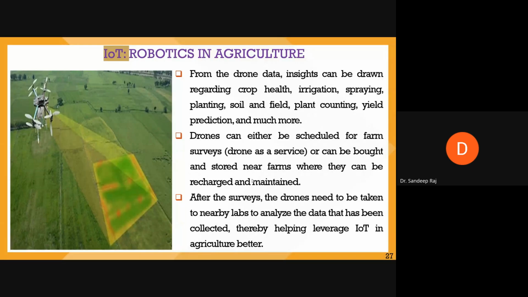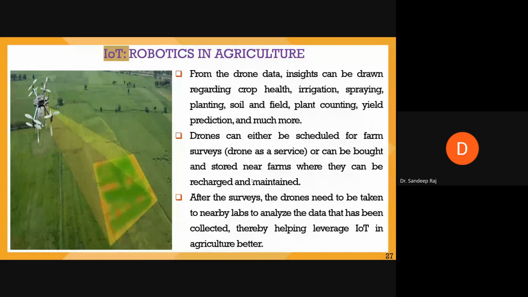So these are some pictures of drones. Why am I showing this? Because while we were collecting and preparing the data for the Bihar state, we used drones to collect the data of different crops. From the drone data, insights can be drawn regarding crop health, irrigation, spraying, planting, soil and field, plant counting, yield prediction, and much more.